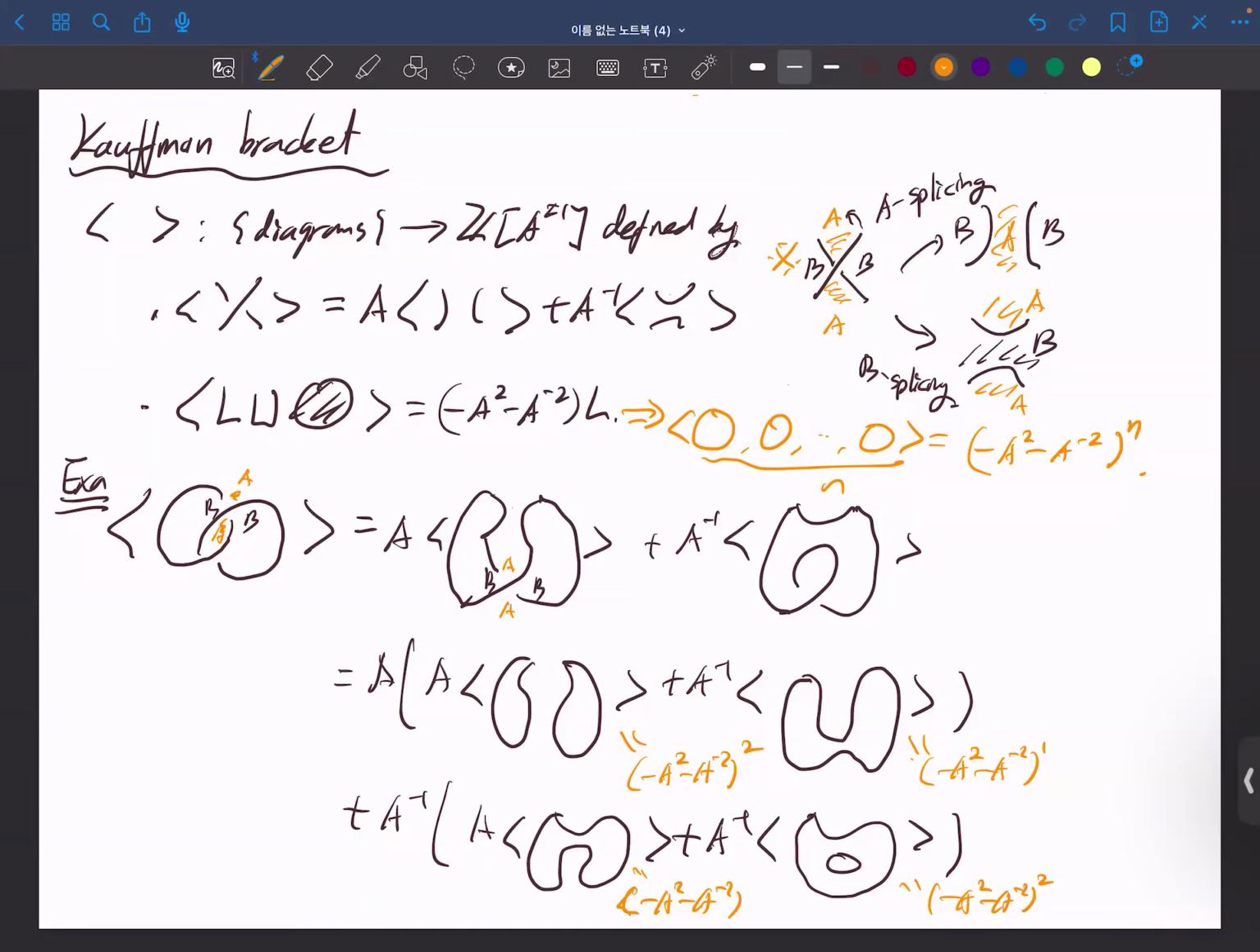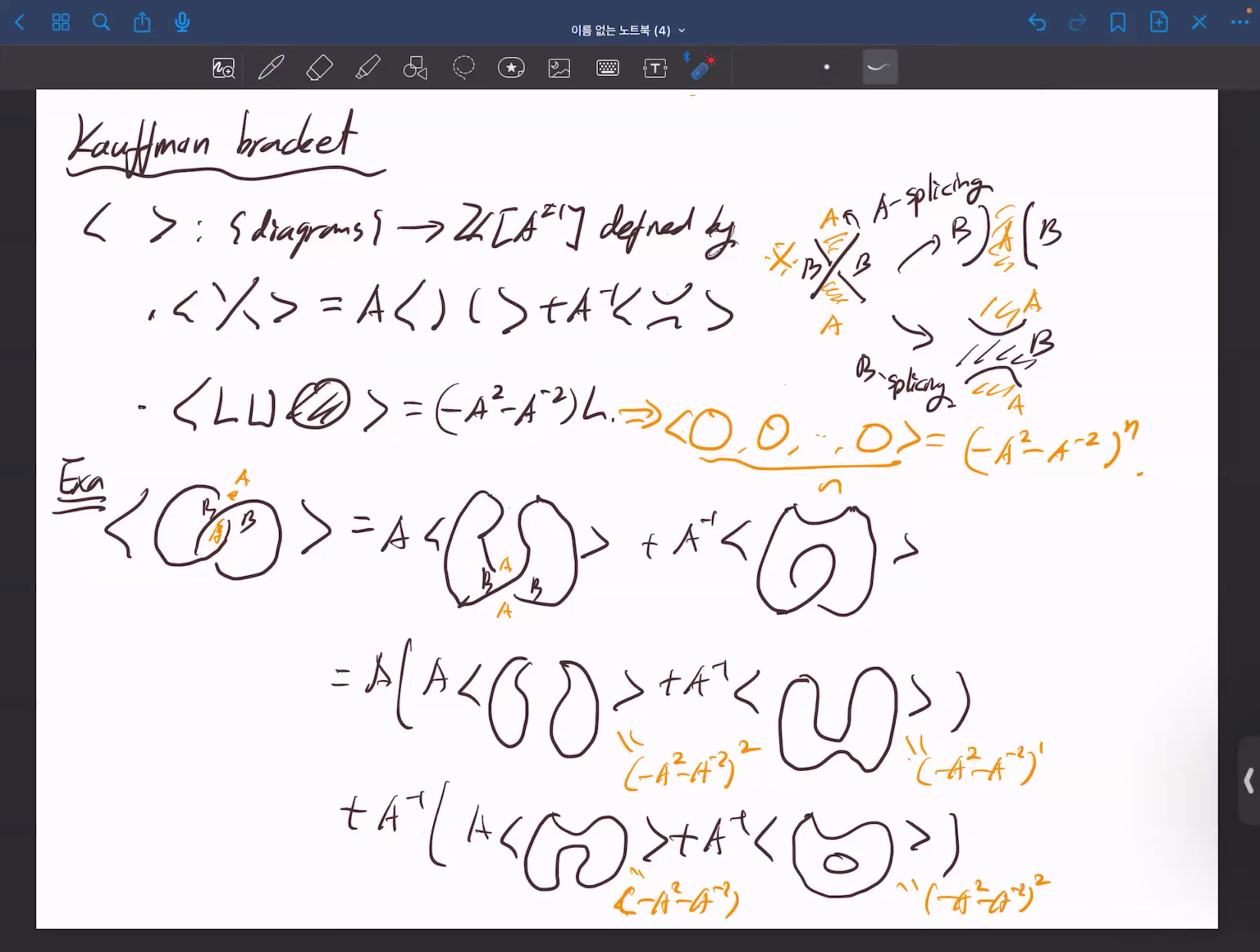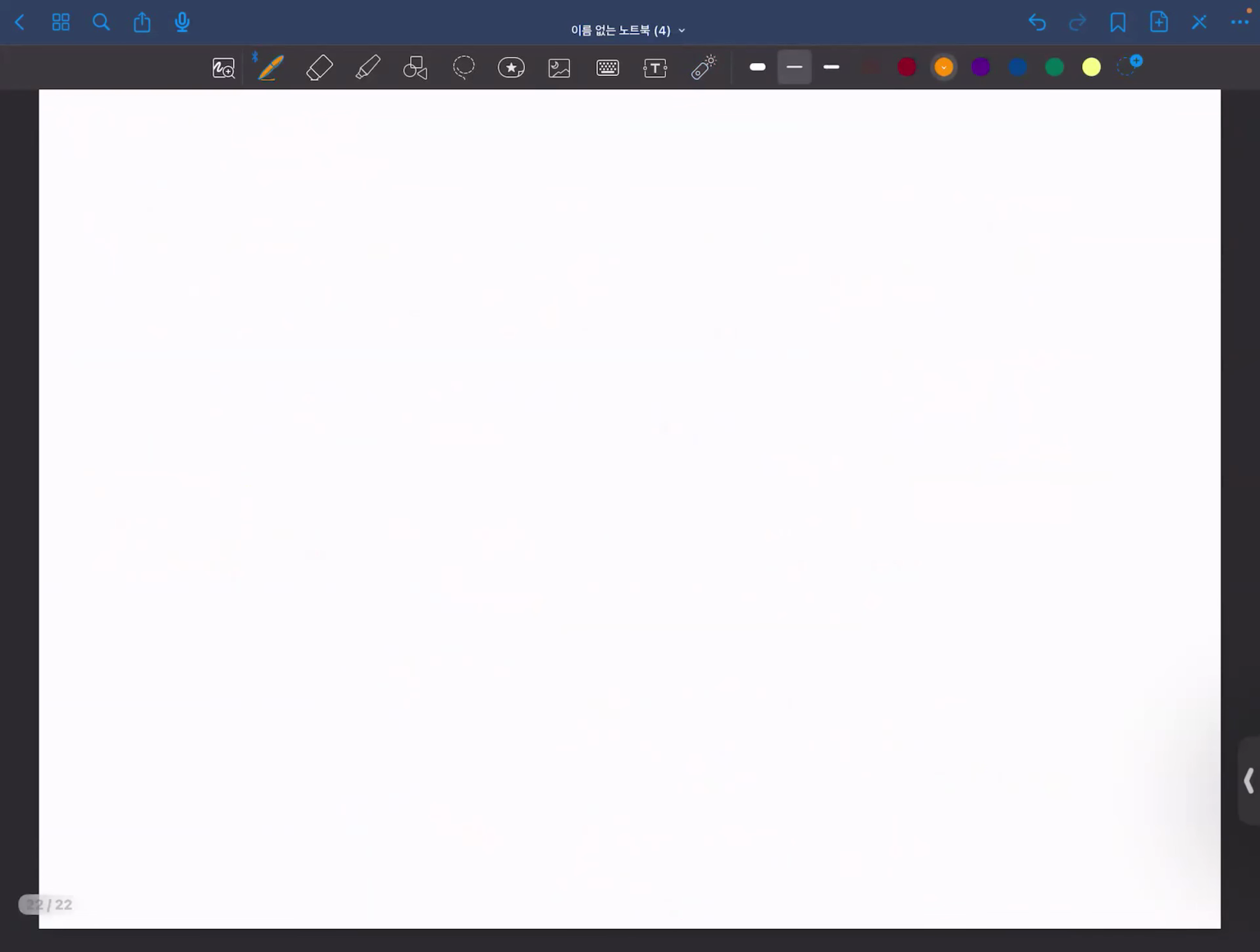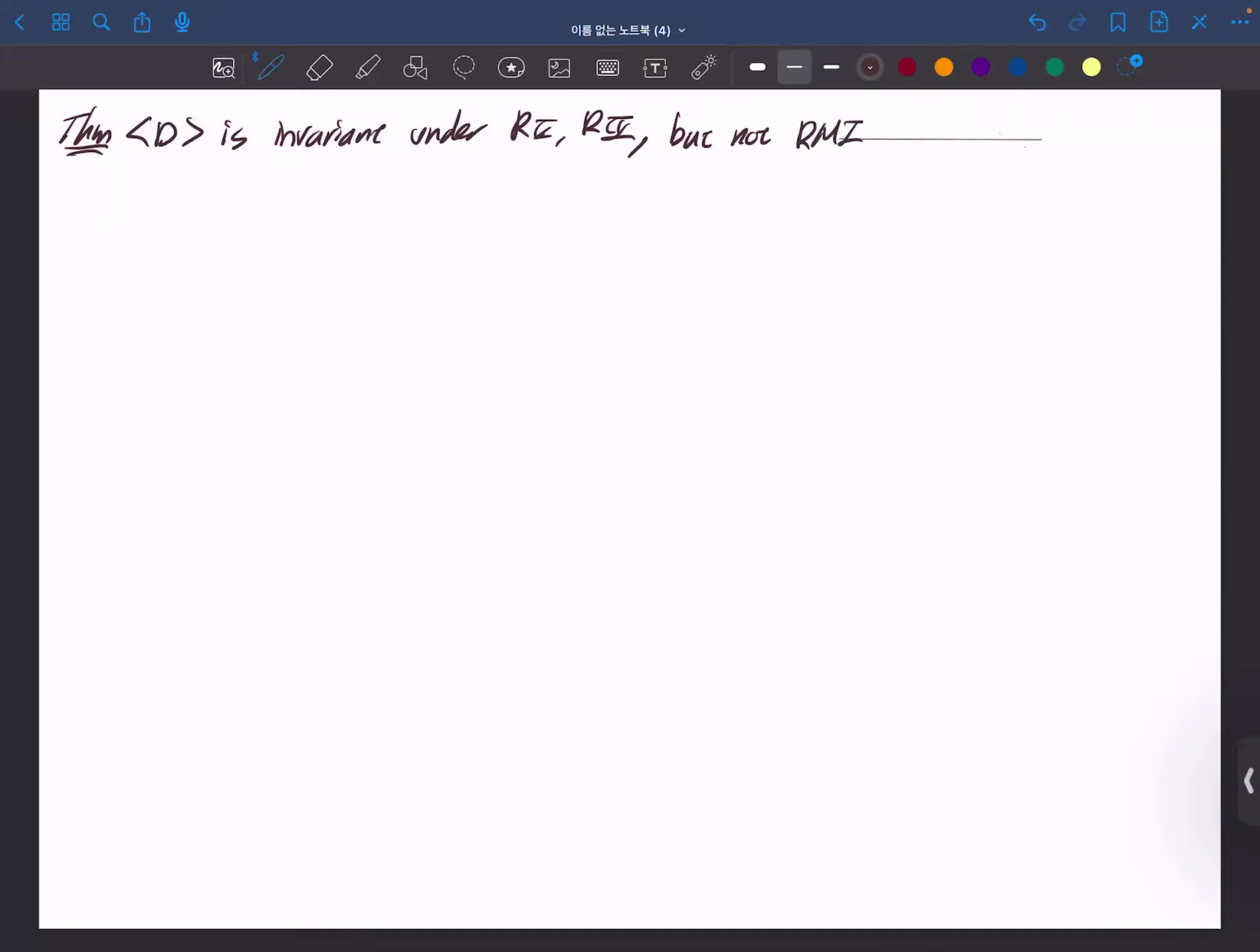Then by expanding this one, we can obtain a Laurent polynomial. And it is well known that this provides an invariant under Reidemeister moves 2 and 3, but not under Reidemeister move 1.